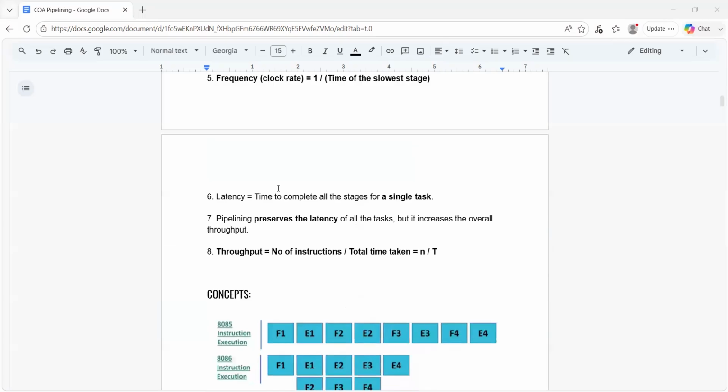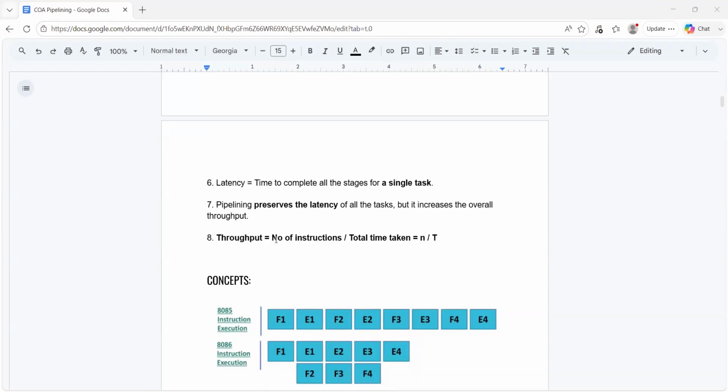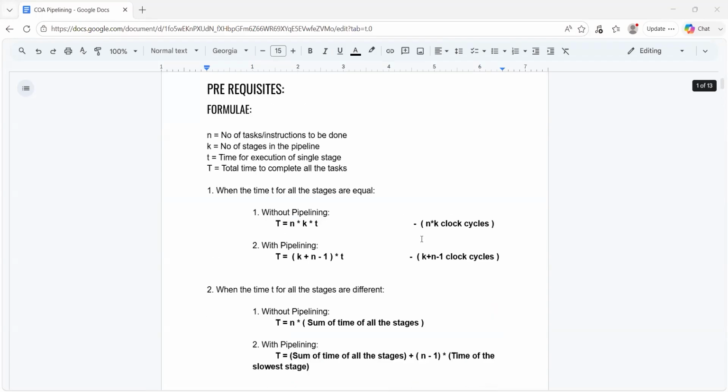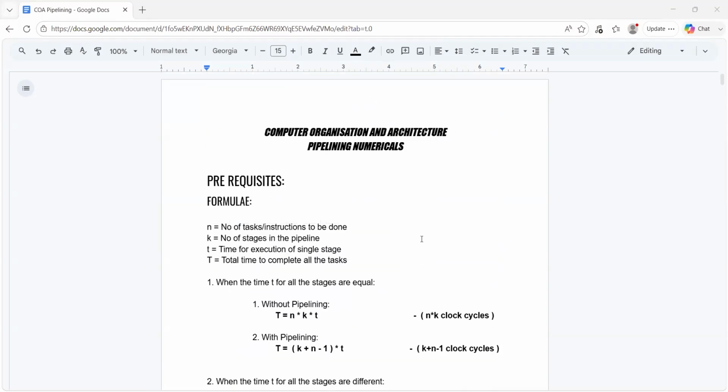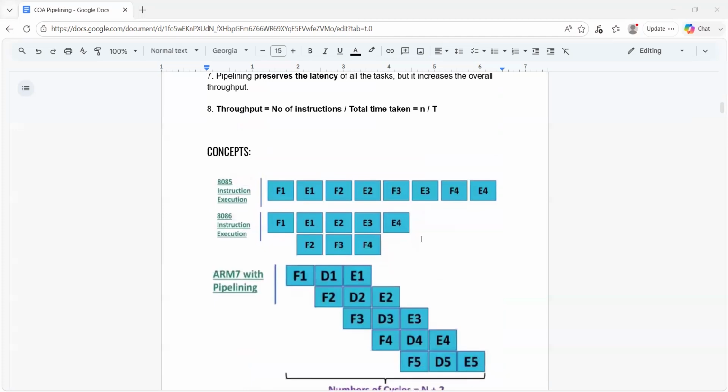Next is latency. Latency is the time to complete all the stages for a single task. The main motive of pipelining is that it preserves the latency of all the tasks but increases the overall throughput. The time to complete a single instruction is always preserved if we see individually, but the overall time is reduced. And what is throughput? We also have a formula for it, which is equal to the number of instructions divided by the total time taken. These are the overall formulas in this chapter. If you want, I'll also send them in the group.